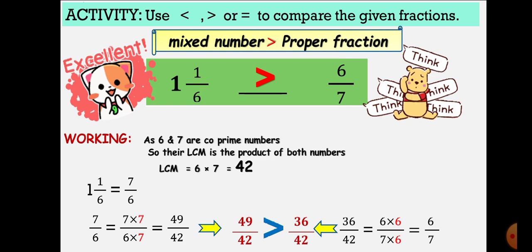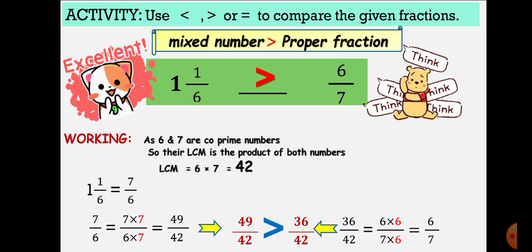Then here I have a mixed number and a proper fraction. As I told you, a mixed number is greater than a proper fraction. 1 whole 1 over 6 is a mixed number, and the proper fraction is 6/7. Again, as you know, 6 and 7 are both co-prime numbers, so you have to take the LCM of both numbers. That is 6 multiplied by 7 equals 42.